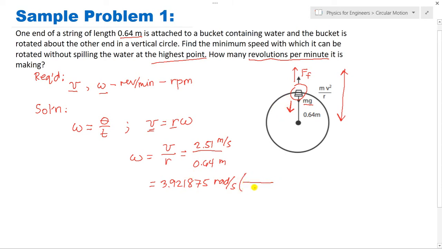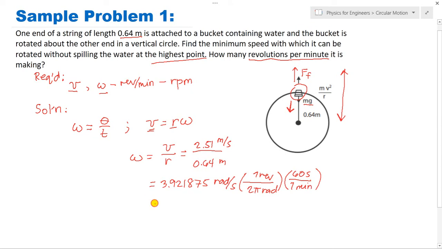So, sa isang revolution, kasi diba isang revolution is a whole circle. And what is the equivalent of a whole circle in radians? That is equal to 2 pi radian. So, 2 pi radian pala is equal to 1 revolution. Since may second tayo, and then yung hinahanap is minute, therefore, we need to convert second into minute. So, we know that 60 seconds is equal to 1 minute.